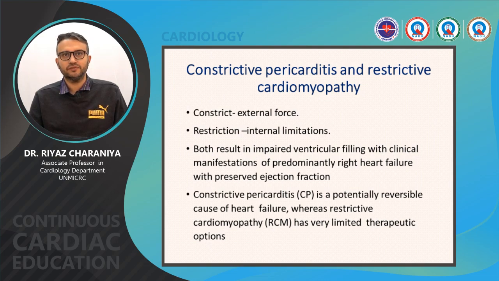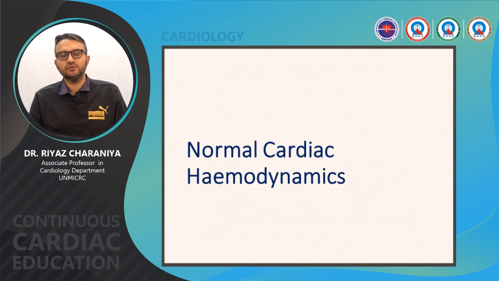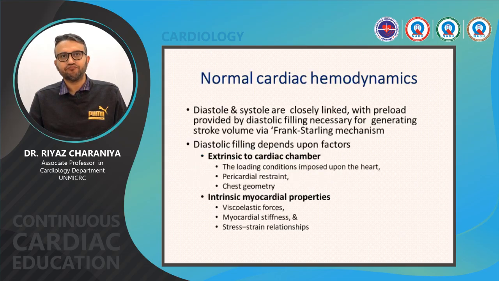Now the diagnosis itself states that constrictive pericarditis is something like an external force which is constricting the filling of the ventricles, and in restriction the patient has internal restrictions or internal limitations in the LV filling. So to understand these two conditions and to differentiate between them, we have to understand the normal cardiac hemodynamics. So I'll just brief about the normal cardiac hemodynamics here.